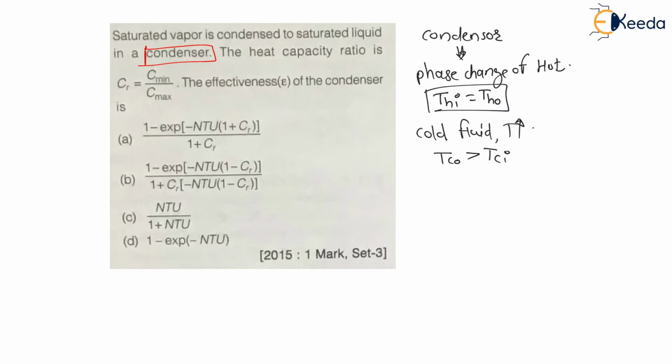Now my dear students, here the hot fluid and cold fluid are in contact. Here let us say this is a heat exchanger. Now in this heat exchanger, let us say the hot fluid is flowing through this heat exchanger. The inlet temperature of hot fluid is Thi and the exit temperature is Tho. This is the hot fluid, and as well as the cold fluid is flowing through this heat exchanger. Let us say the inlet temperature of cold fluid is Tci and the exit temperature will be Tco.